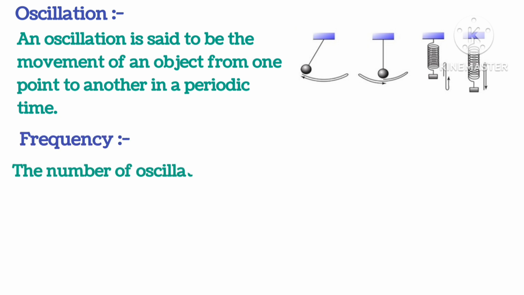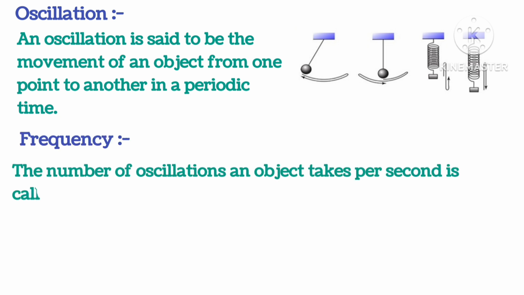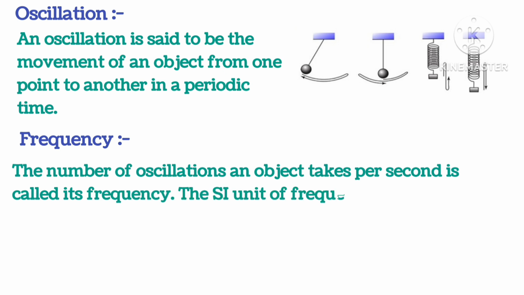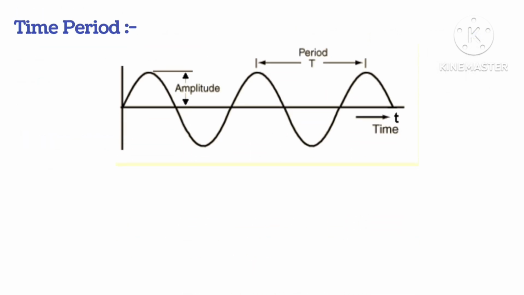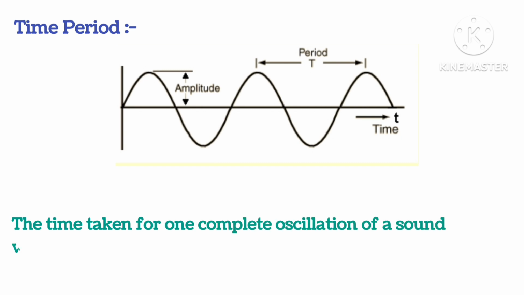Frequency. The number of oscillations an object takes per second is called its frequency. The SI unit of frequency is Hertz. So low frequency means fewer oscillations, high frequency means more oscillations. Time period. As you can see here, the time taken for one complete oscillation of a sound wave is called time period.